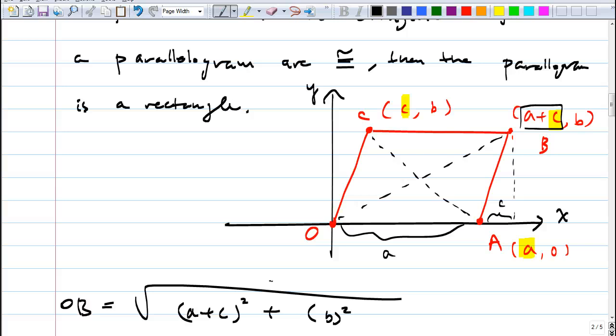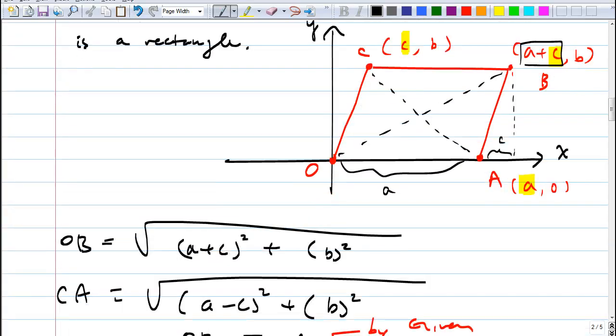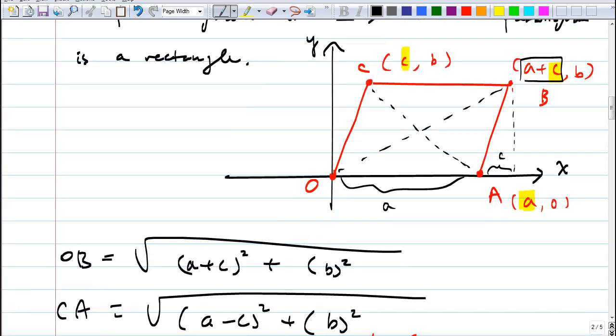All right. What about the other one? Let's just leave it this way for now. Did you all get square root of a minus c this time squared plus b squared? Isn't that what we get? Yes? Okay, so what do we know about the length of these diagonals?